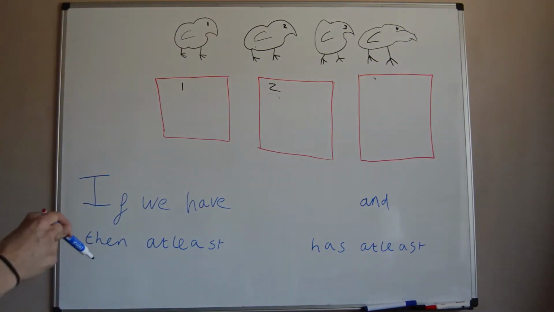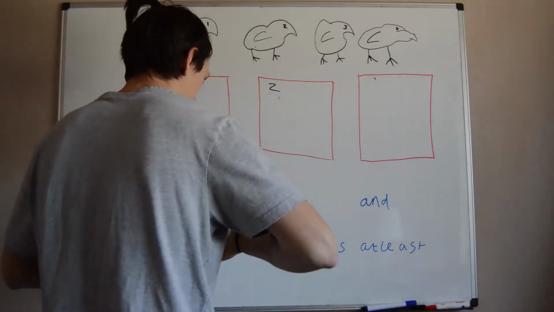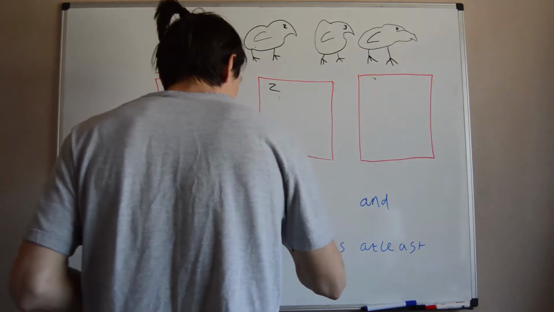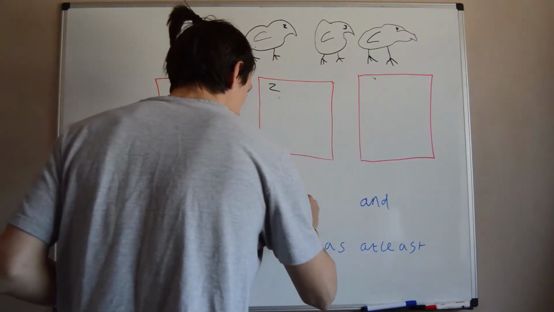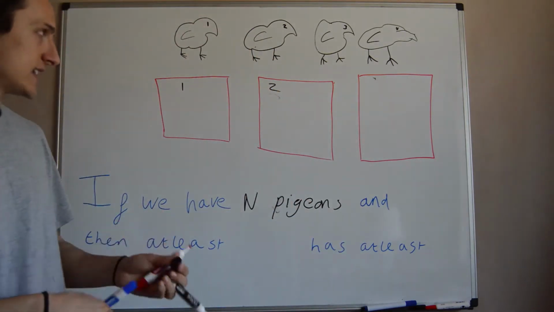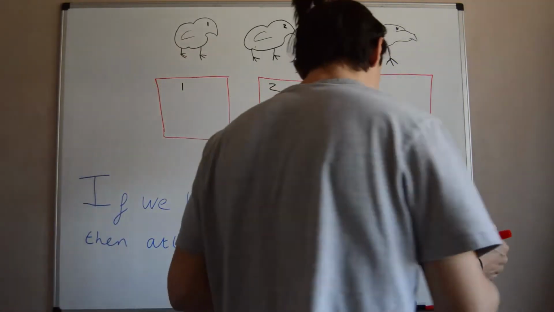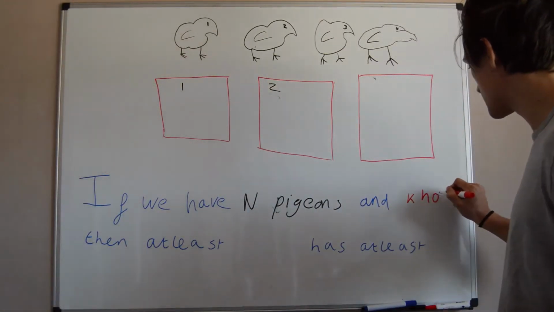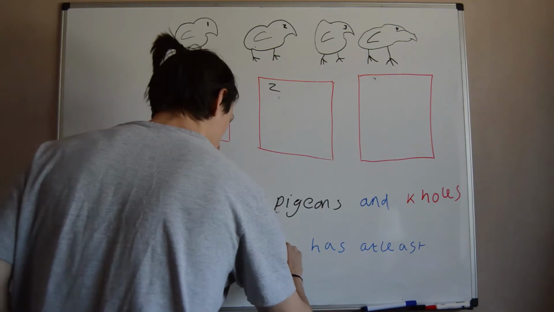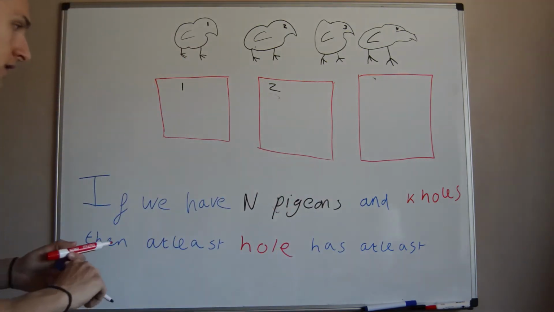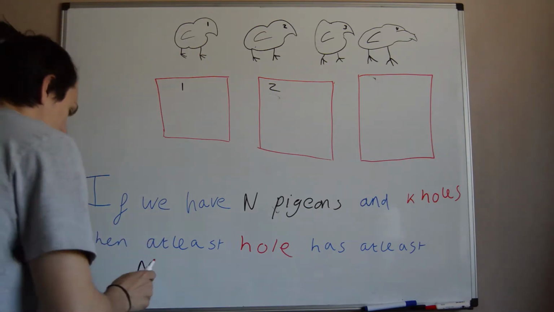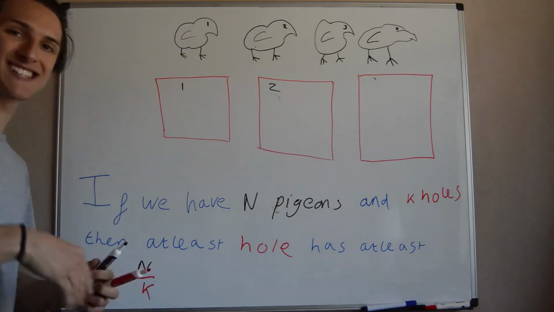If we have n objects, let's not call them objects, let's call them pigeons. If we have n pigeons, and let's say we have k holes, then at least one hole has at least, okay, so we take n, we divide it by k, and then we take the ceiling.